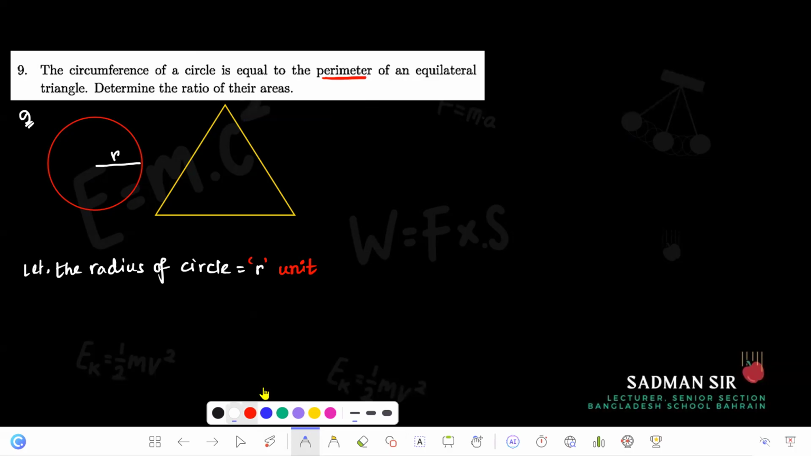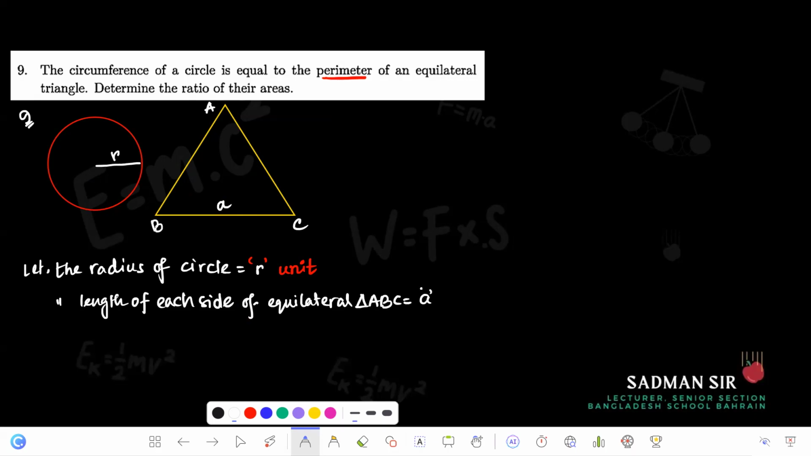To know the perimeter, we must identify the length of each side of the equilateral triangle. Let us say the length of each side is a. Let us name the triangle ABC. Then we have to mention the length of each side of equilateral triangle ABC is equal to a.